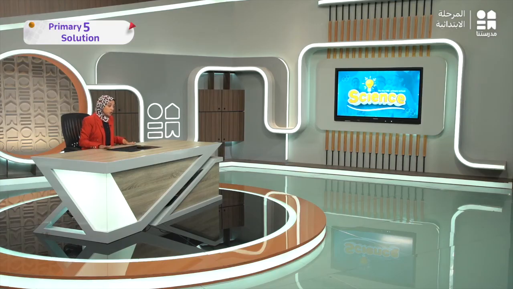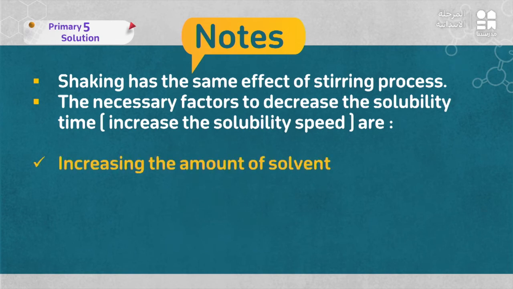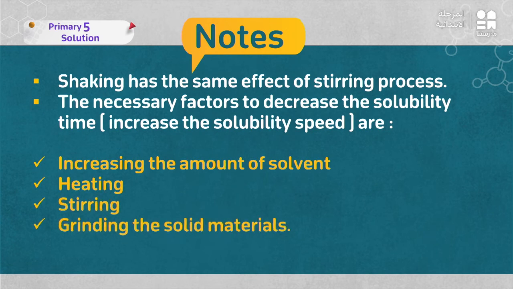The last thing we want to take is the notes. Note that shaking has the same effect as the stirring process. Shaking is exactly like stirring. What else? The factors to decrease the solubility time or increase the solubility speed are: what can we use to increase the speed? Increasing the amount of solvent, heating, stirring, or grinding the solid materials.